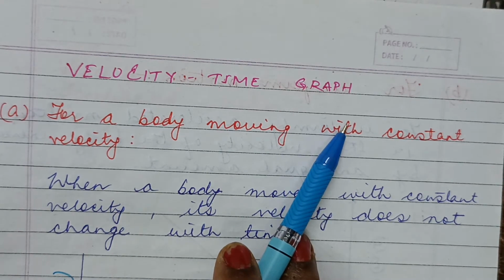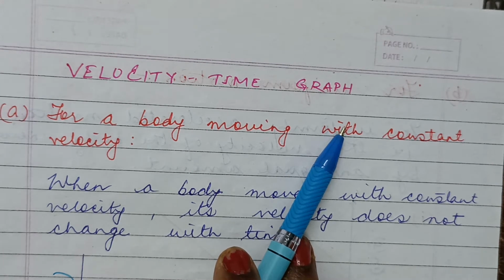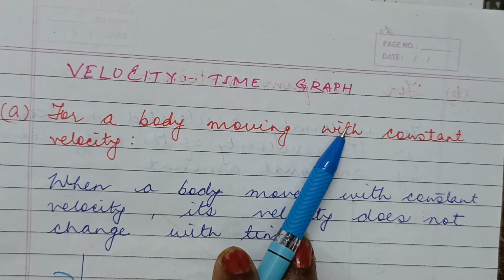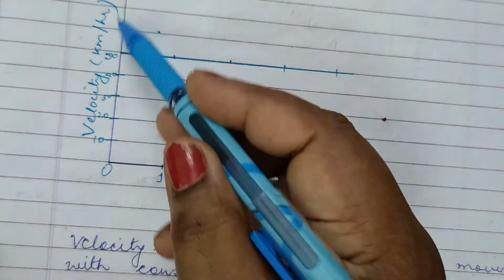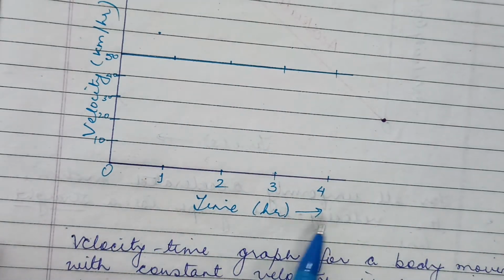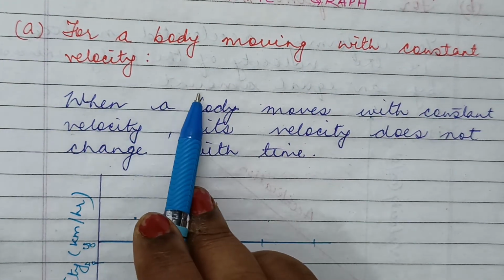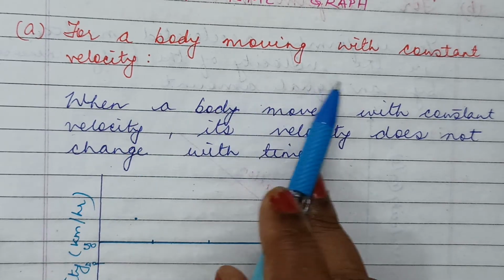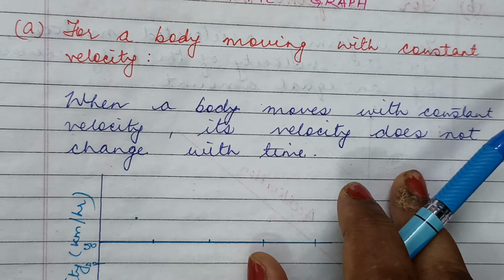Now velocity time graph shows how the velocity of a body changes with the passage of time. Again, in this case, to draw velocity time graph, we always take velocity on the y-axis and the time along the x-axis. The first graph which we'll be studying now is when a body is moving with constant velocity. So the velocity time graph for a body moving with constant velocity means velocity remains constant.